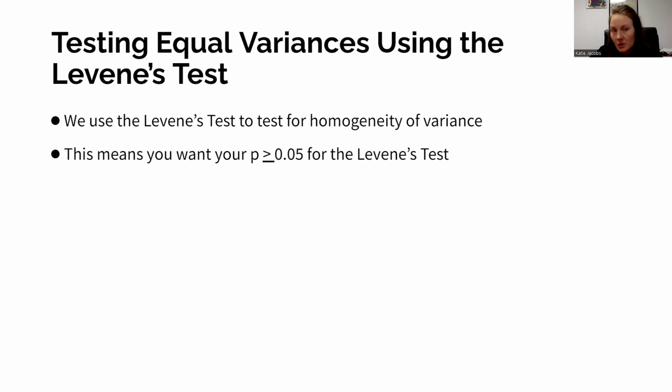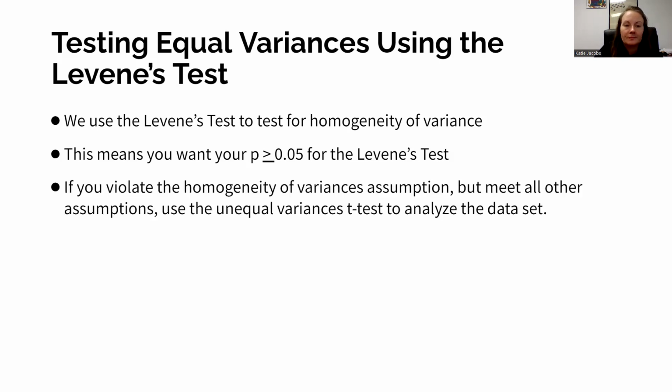So this is something that I would just give you. There is a formula for the Levene's test, just like there is a formula for the Shapiro-Wilk test. But for this class, I will just give you the p-values and you'll have to determine if you meet the assumption or you violate it. If you violate the homogeneity of variances assumption, but you meet all of the other assumptions, you can use the unequal variances t-test to analyze the data set.